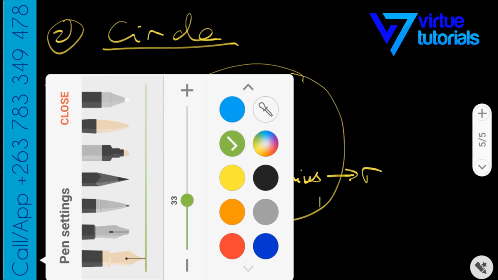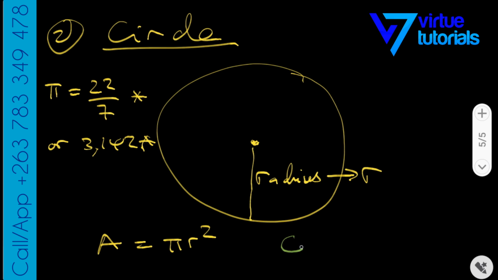For the circle, you can also find the circumference, which is the distance around the boundary, which is 2 pi radius. So don't confuse the two. This is 2 times pi times radius, and that's different from the area, which is pi times radius squared.